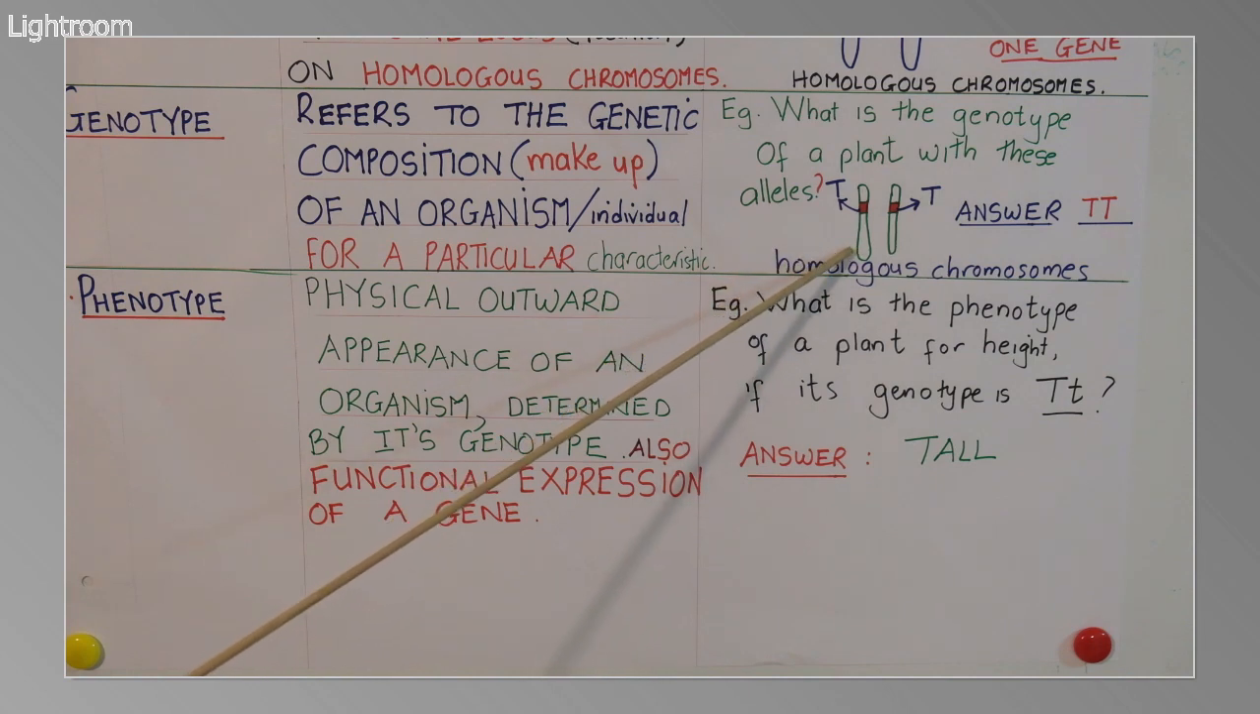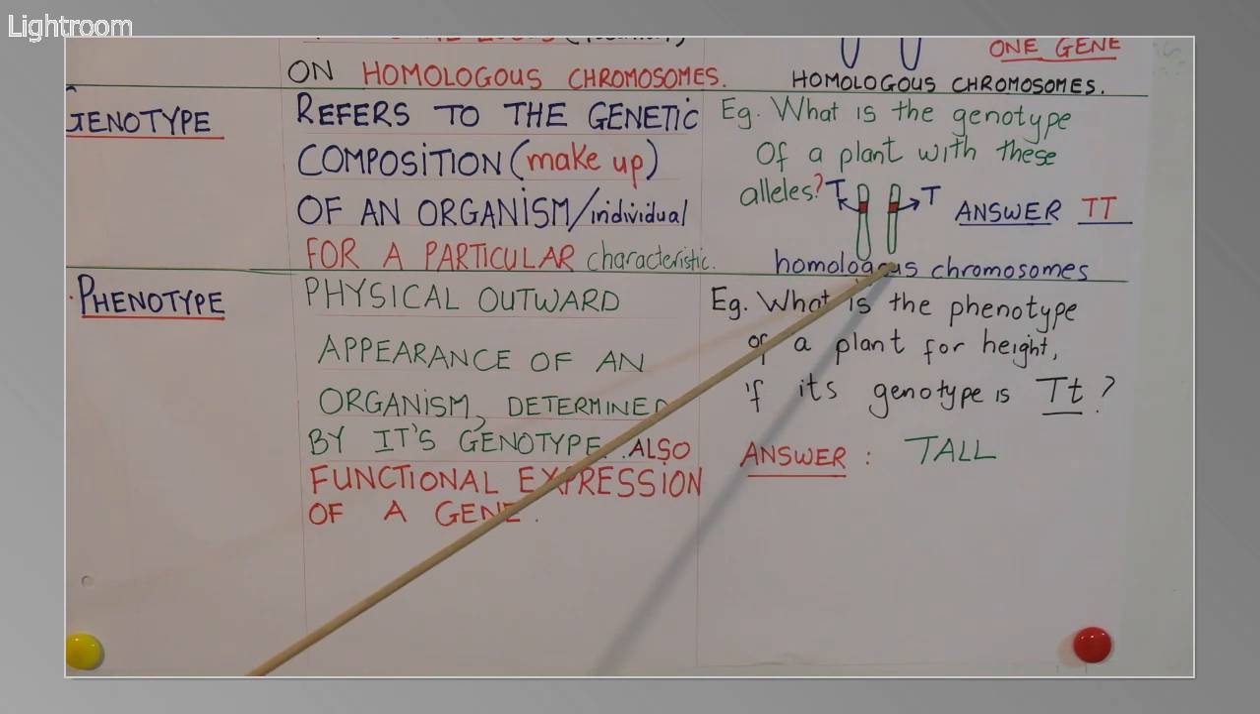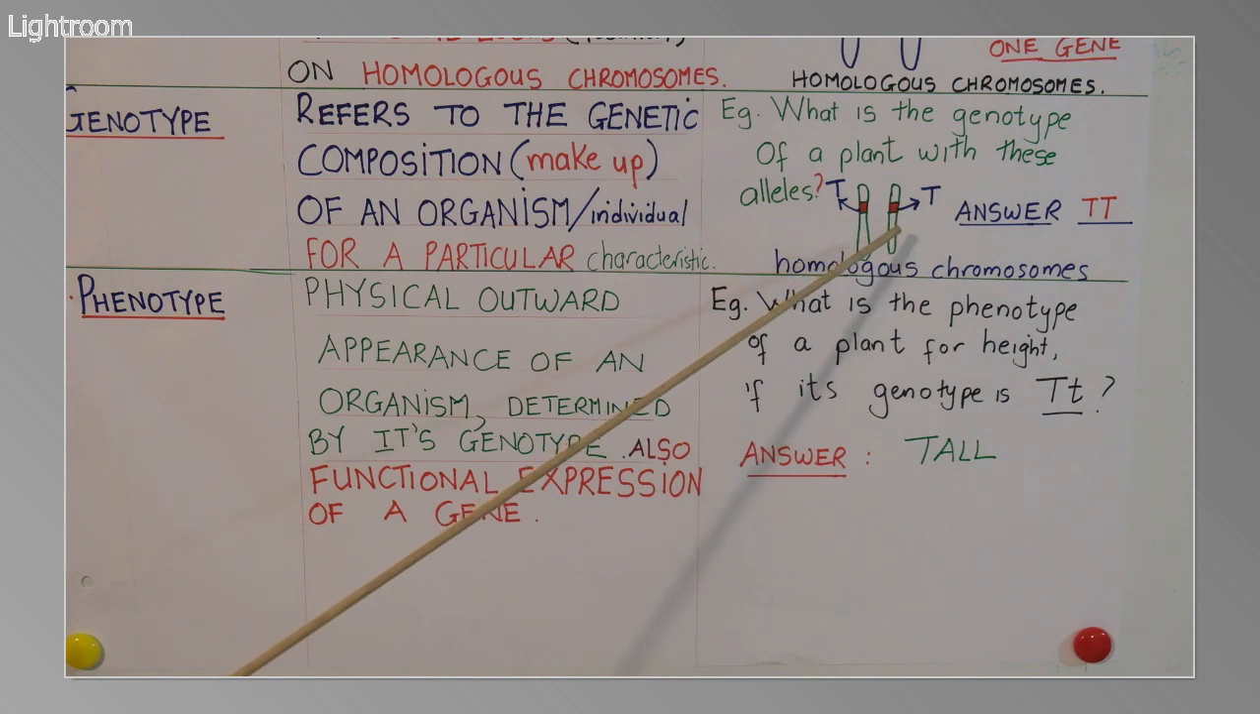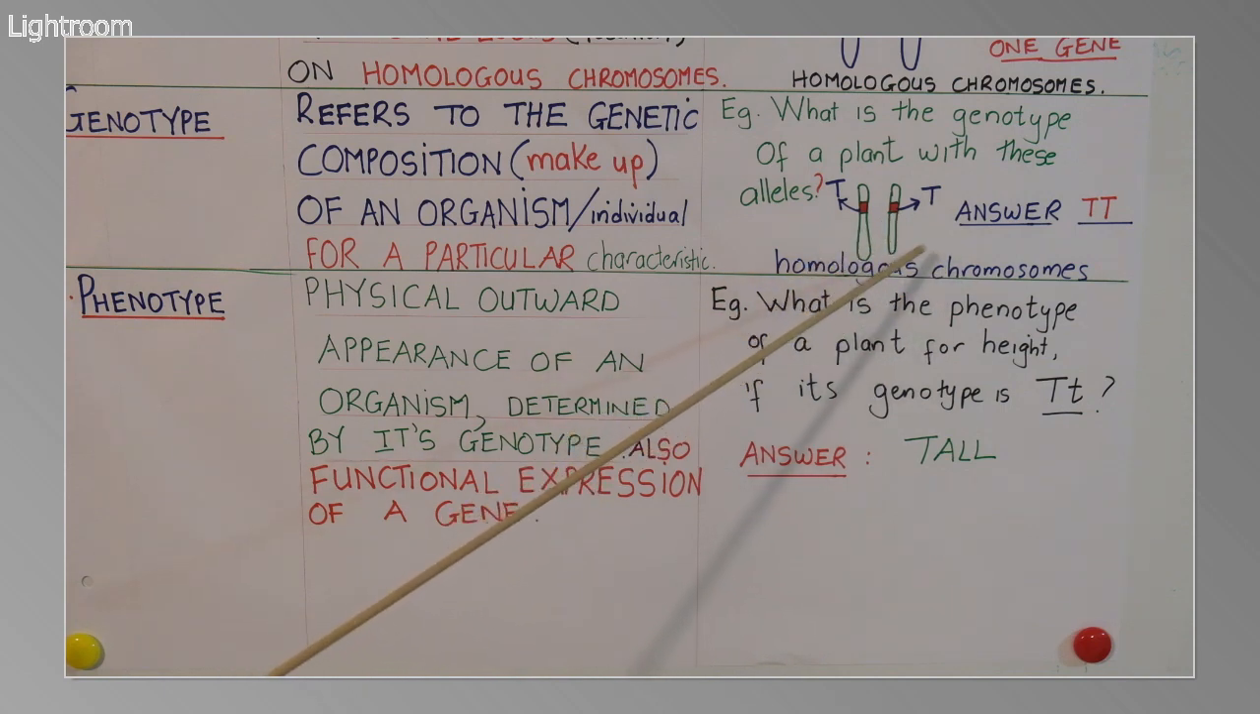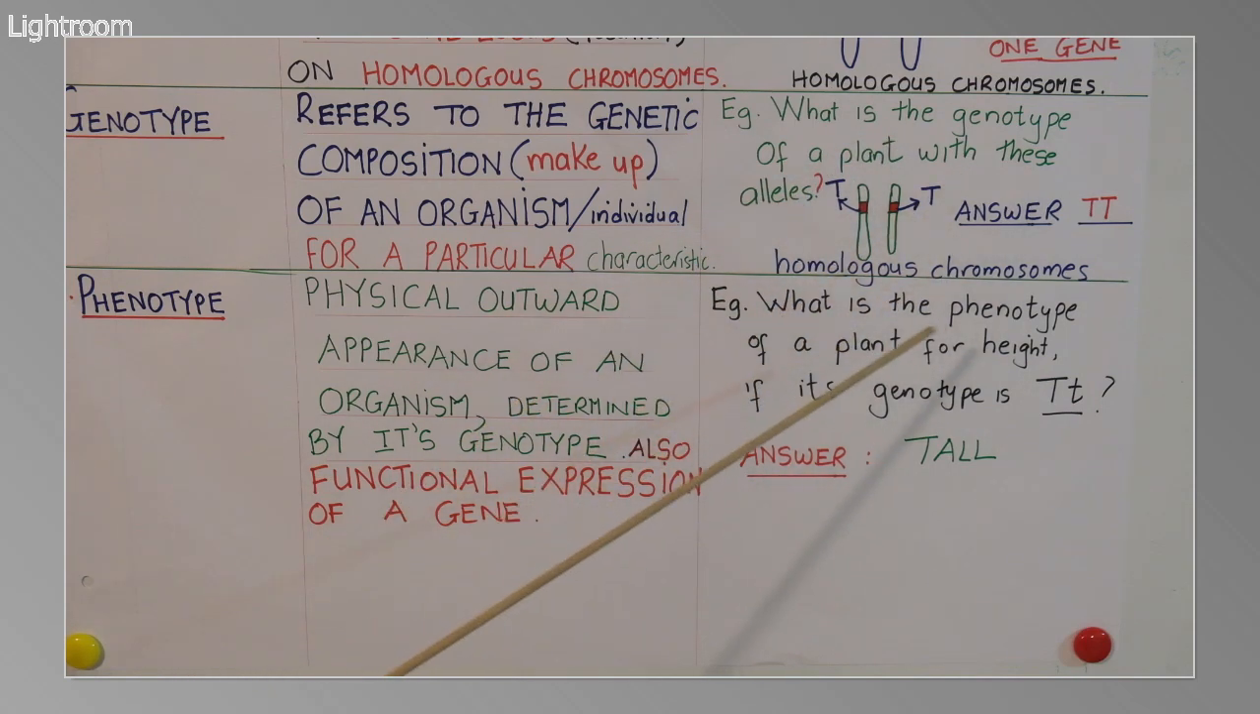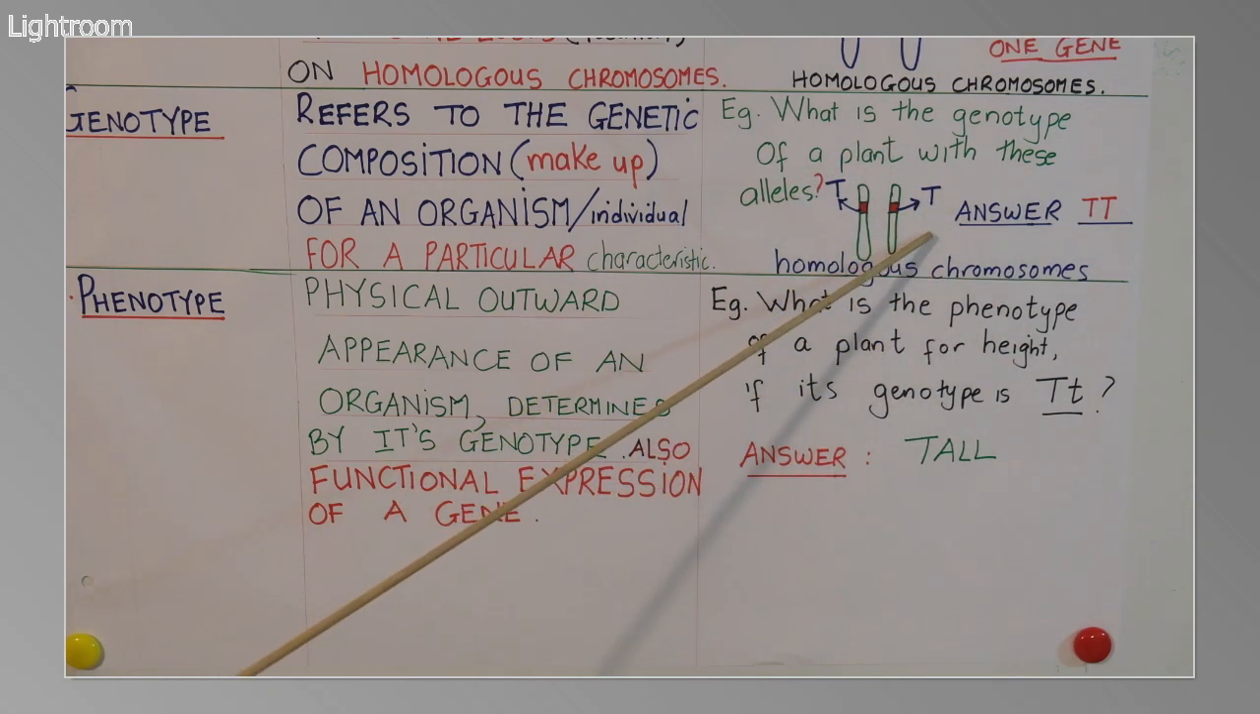If this is the homologous pair of chromosomes for the characteristic of height, what would the phenotype for this plant be? And the answer would be tall. This plant would appear tall.